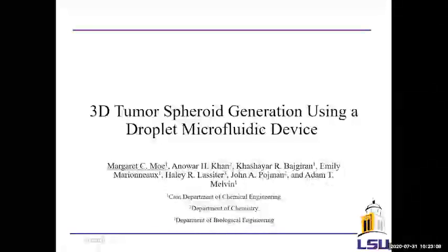Okay, so the project that I did this summer was 3D tumor spheroid generation using a droplet microfluidic device. The overall goal of this project was to develop a droplet microfluidic trapping array to generate, interrogate, and recover 3D spheroids. But the goal of my specific research within this study was to create a system to deliver nutrients to culturing cells.